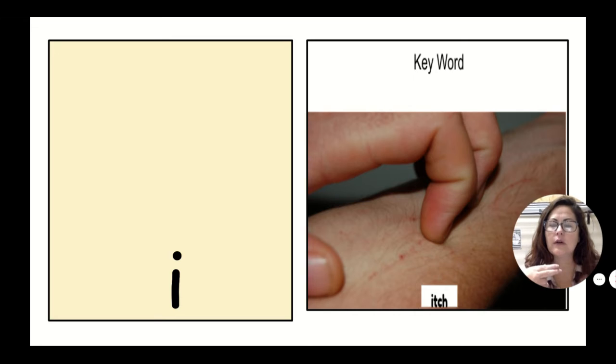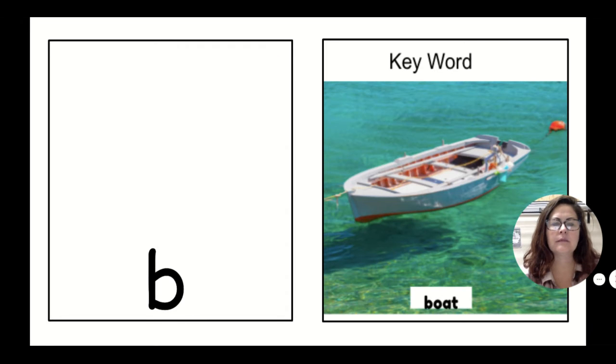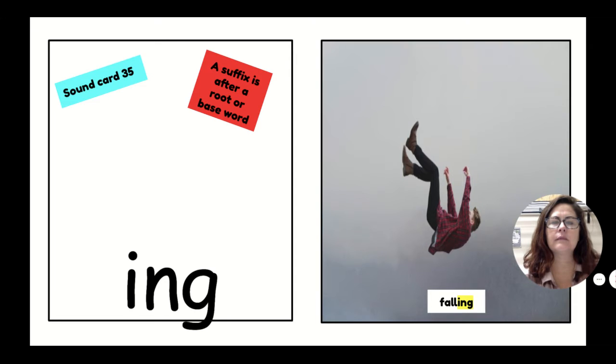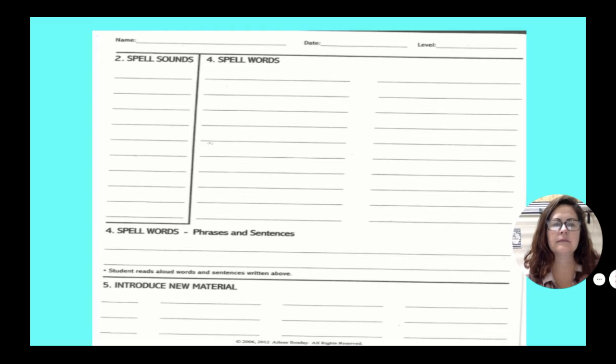The short and the long sound. Here's the rule for G. You should produce 2 sounds for G now. You've been taught the 2 sounds, and you need to say both of them. The short and the long sound.